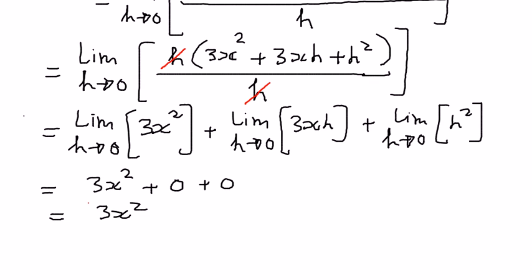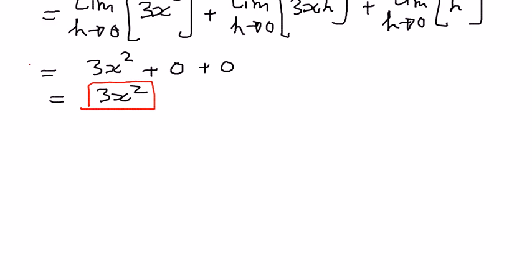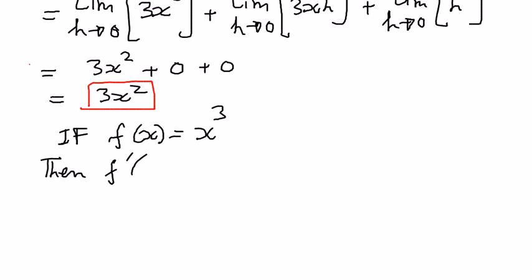So this is the derivative of this particular function. The way we can write it out is as follows. If the given function f of x is equal to x cubed, then the first derivative, f prime of x, is going to be equal to 3x to the power of 2, and that is what we have shown here in terms of limits.